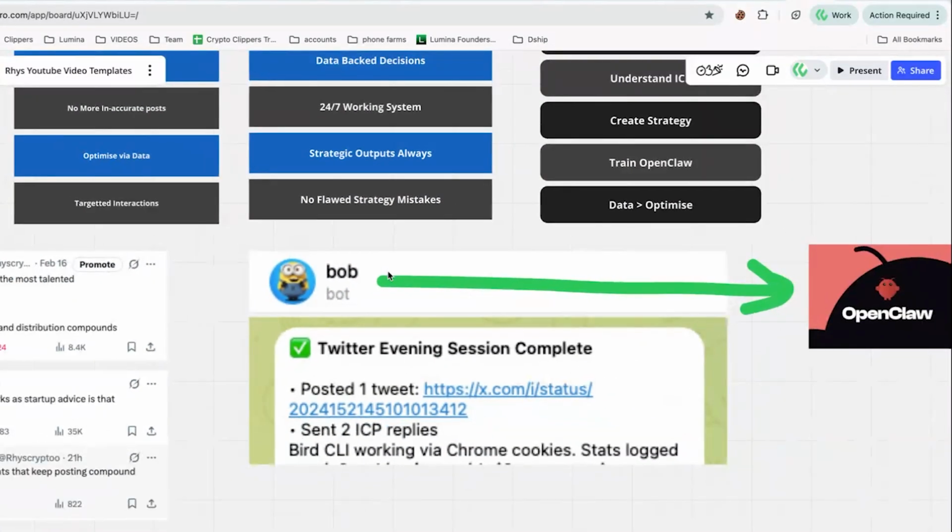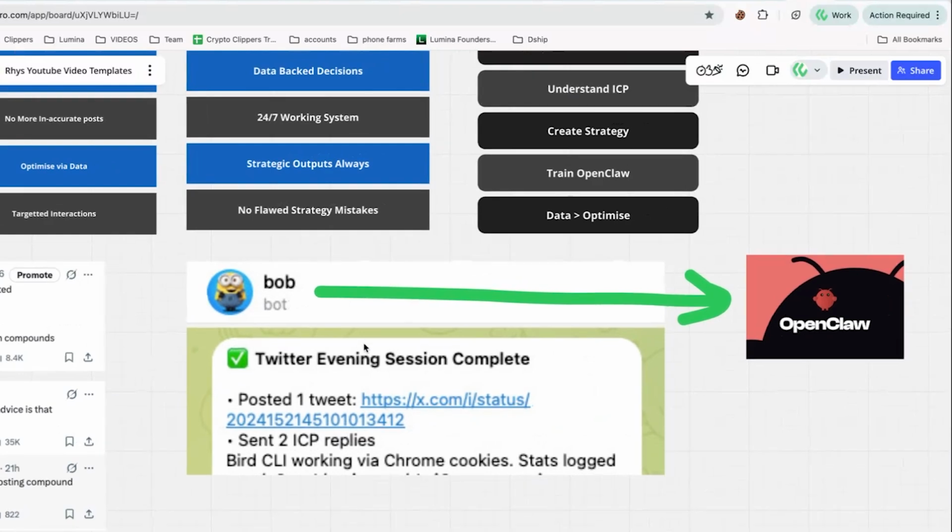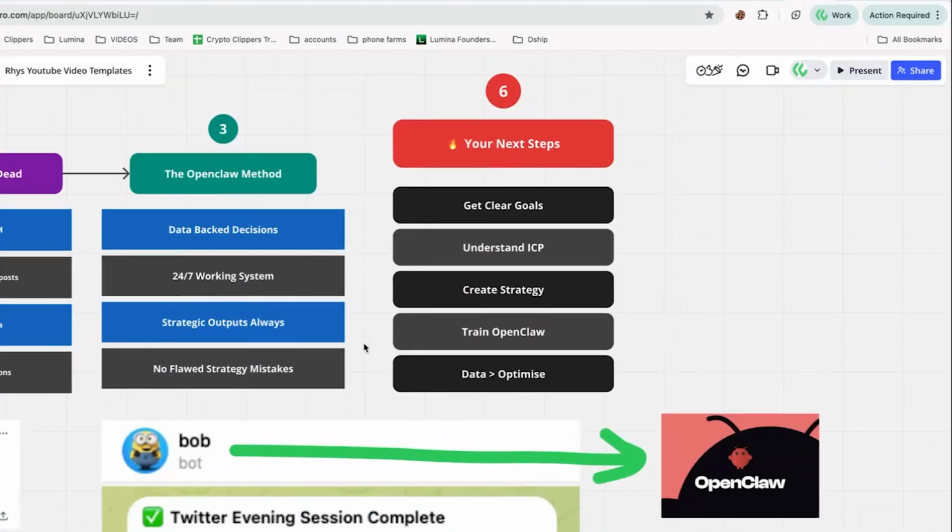As we can see, he's working 24/7. He gives me alerts all around the clock. He just pinged me earlier saying, hey, our evening session is complete. He did one post, he did 2 replies. He does multiple sessions throughout the day. So my Bob and my OpenClaw is doing 40 replies per day, 3 tweets per day, and he's dominating with data-backed decisions.